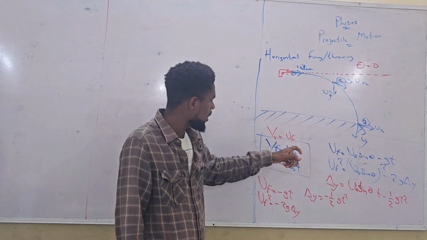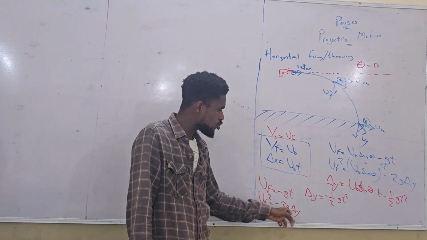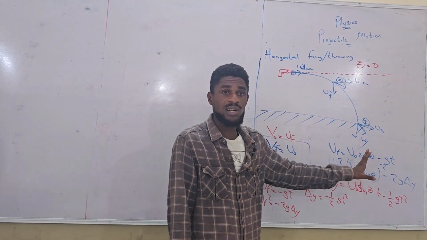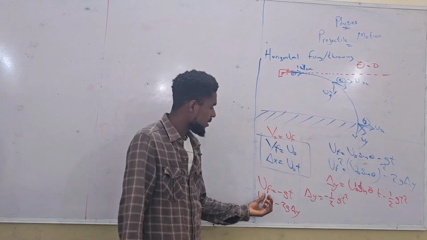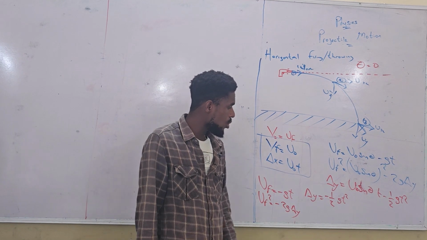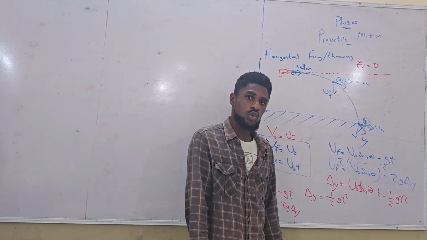So we can just use either of these statements or equation 1, 2, or 3. So don't bother about this one again. This is no longer valid for this type of projectile motion. You just come here: Vf is equal to minus gt, Vf squared equals minus 2g delta y, or delta y is equal to minus 1 over 2 gt squared.